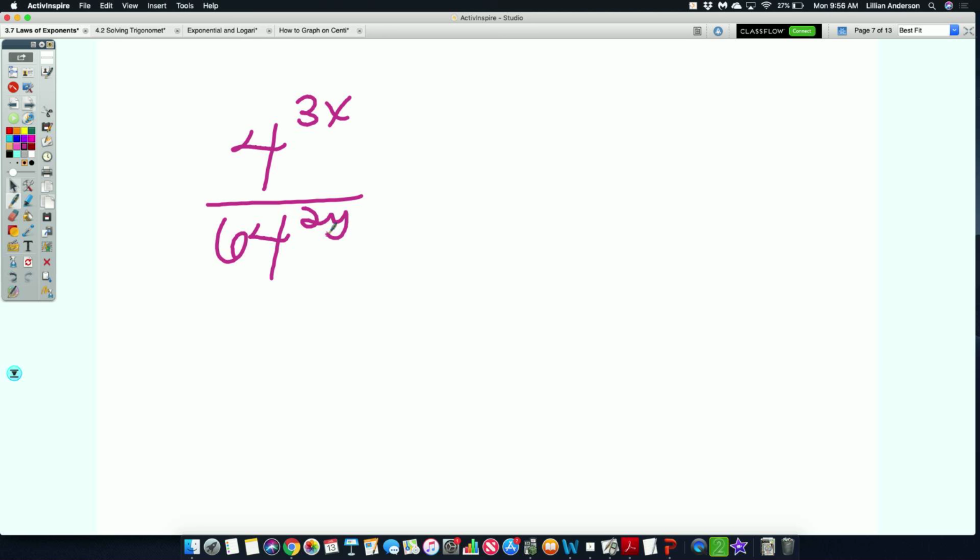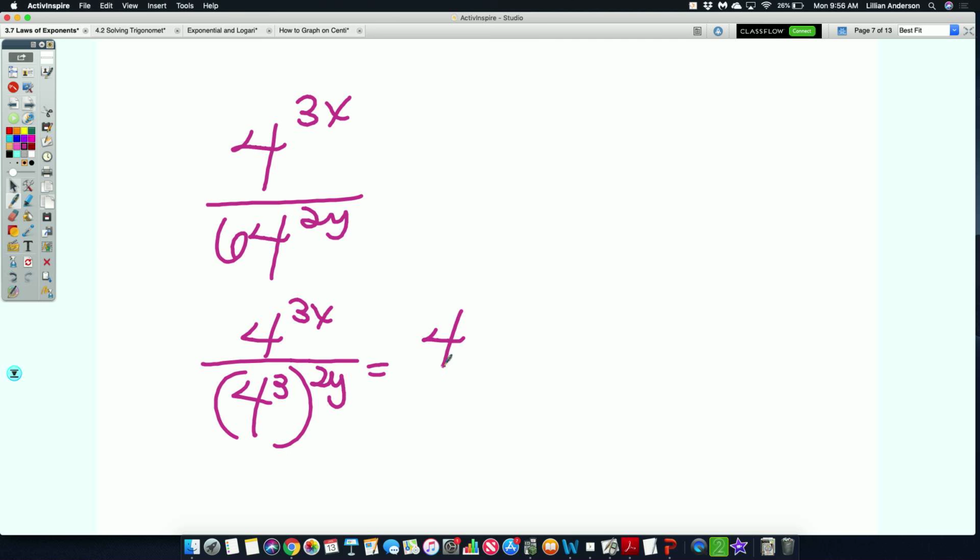And I ask you to do the same thing. This would be an additional example. Get to where I have a prime base. We have 4 cubed times 2y. So that would be 4 to the power of 6y. That's the denominator. Now my question is for a prime number. So how could I rewrite these bases now so that they could have a prime number?